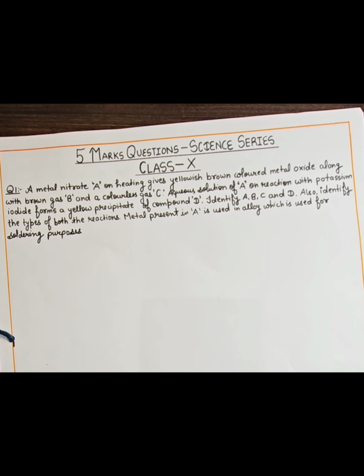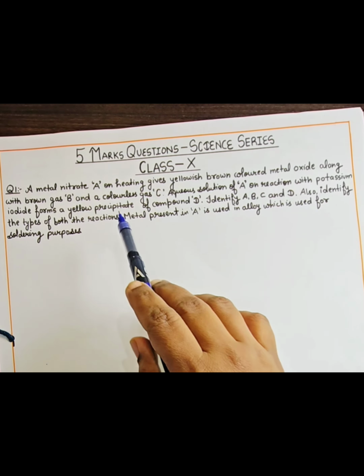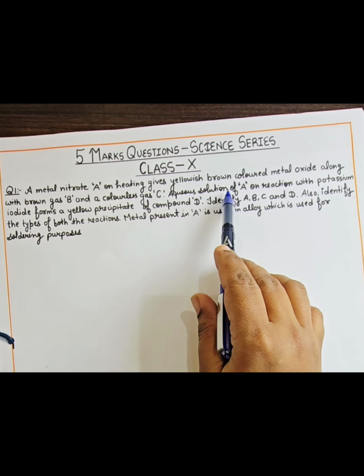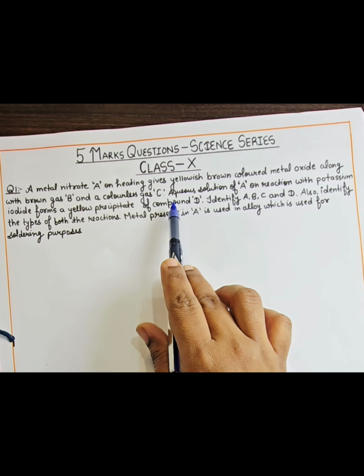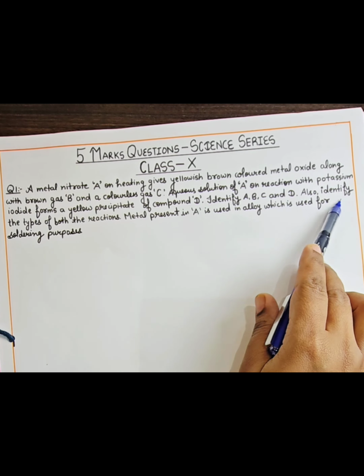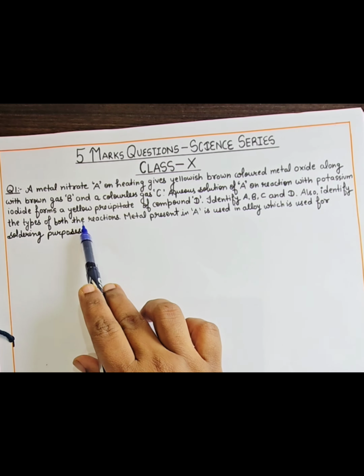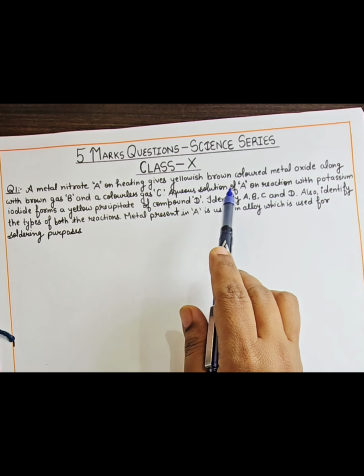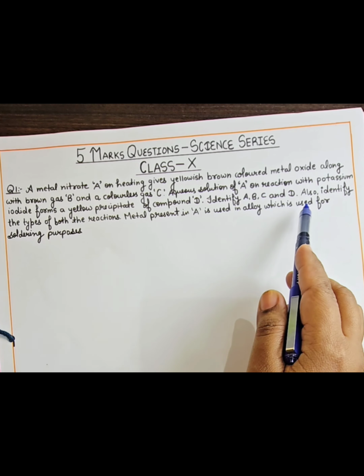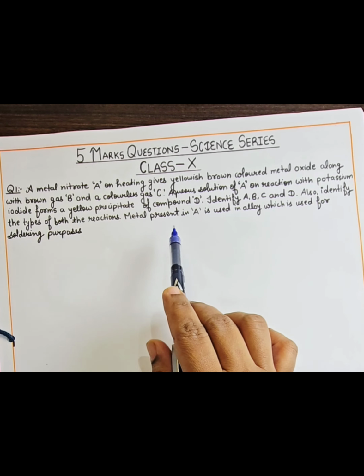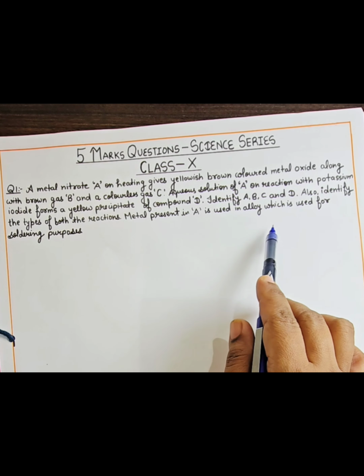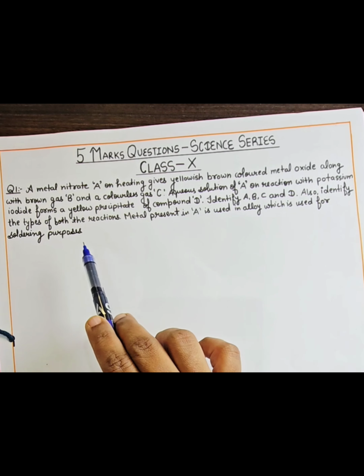First question of the series is: a metal nitrate A on heating gives yellowish brown colored metal oxide along with brown gas B and a colorless gas C. Aqueous solution of A on reaction with potassium iodide forms a yellow precipitate of compound D. Identify A, B, C and D. Also identify the types of both the reactions. Metal present in A is used in alloy which is used for soldering purposes.